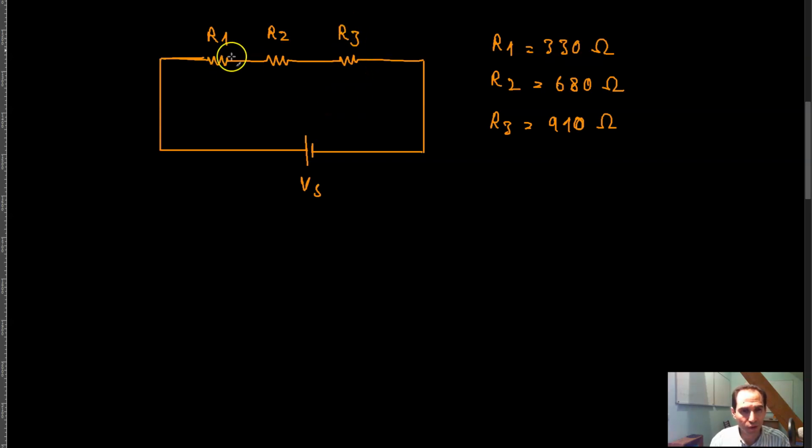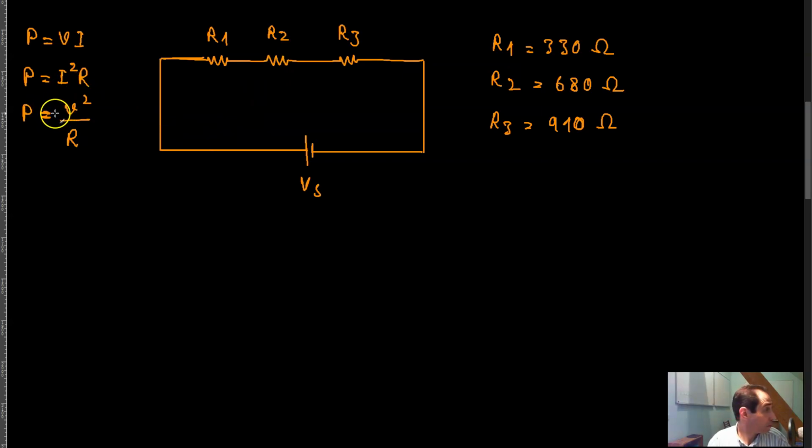To calculate the power dissipation in R1, I can use any of these three formulas: P is equal to V times I, P is equal to I squared times R, and P is equal to V squared by R. If I use this formula, I will not need the current through the circuit, because I can simply calculate the voltage across the resistor and then square it and divide by the value of R.